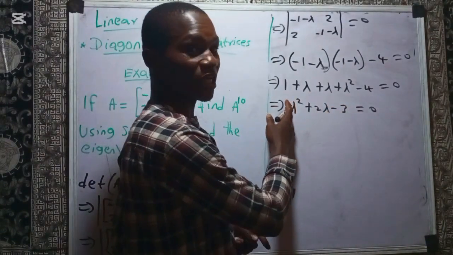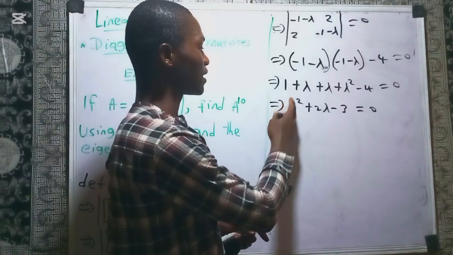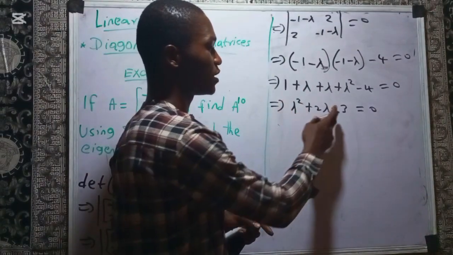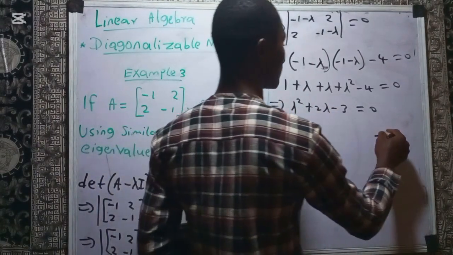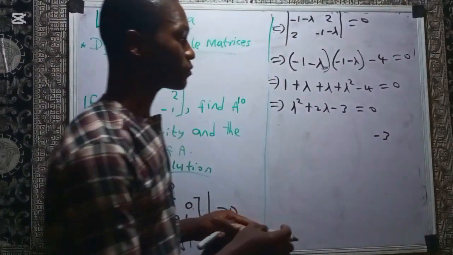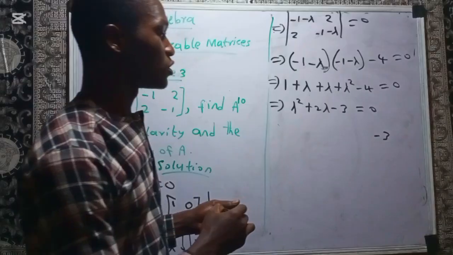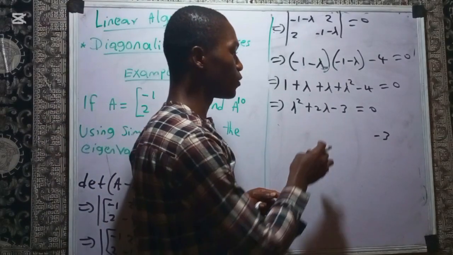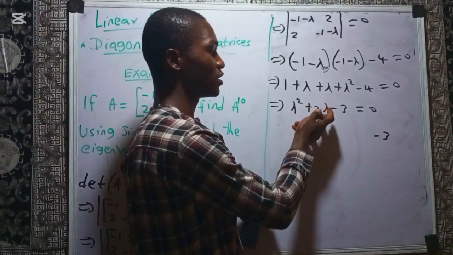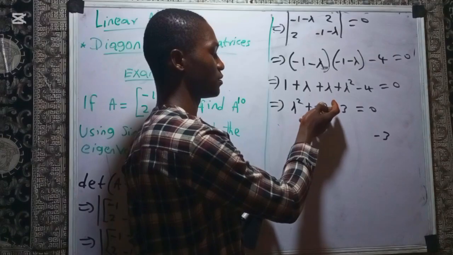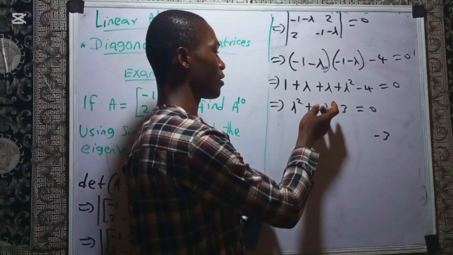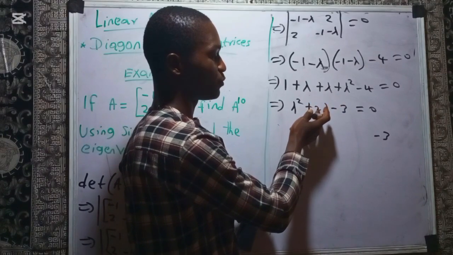Multiply it by the coefficient of lambda with the highest power, that's lambda raised to power 2. What's the coefficient? 1. Negative 3 multiplied by 1 is negative 3. So we need the two factors of this negative 3 such that their sum will give us the coefficient of this lambda in the middle, that's lambda power 1. So what's the coefficient? Positive 2.